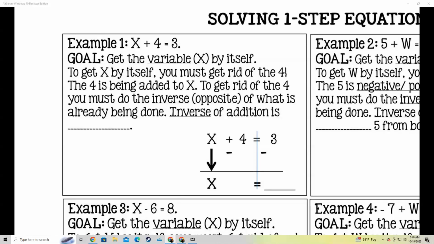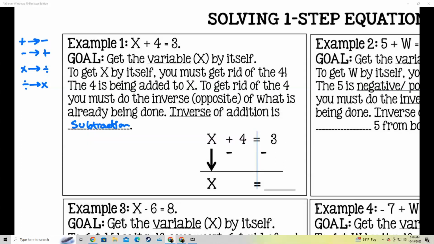To get rid of the 4, you must do the inverse operation. Remember, the opposite of adding is subtracting. The opposite of subtracting is adding. The opposite of multiplication is division. And the opposite of division is multiplication. So we're going to need those. In this case, because I'm adding 4, I need to do the opposite. The inverse of adding is subtraction.